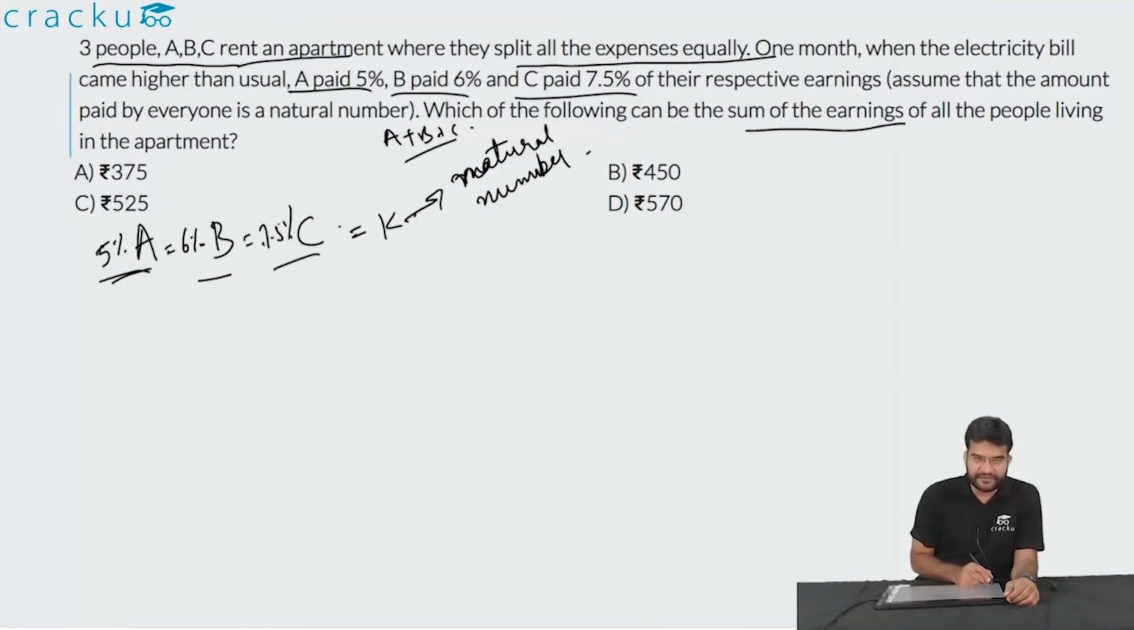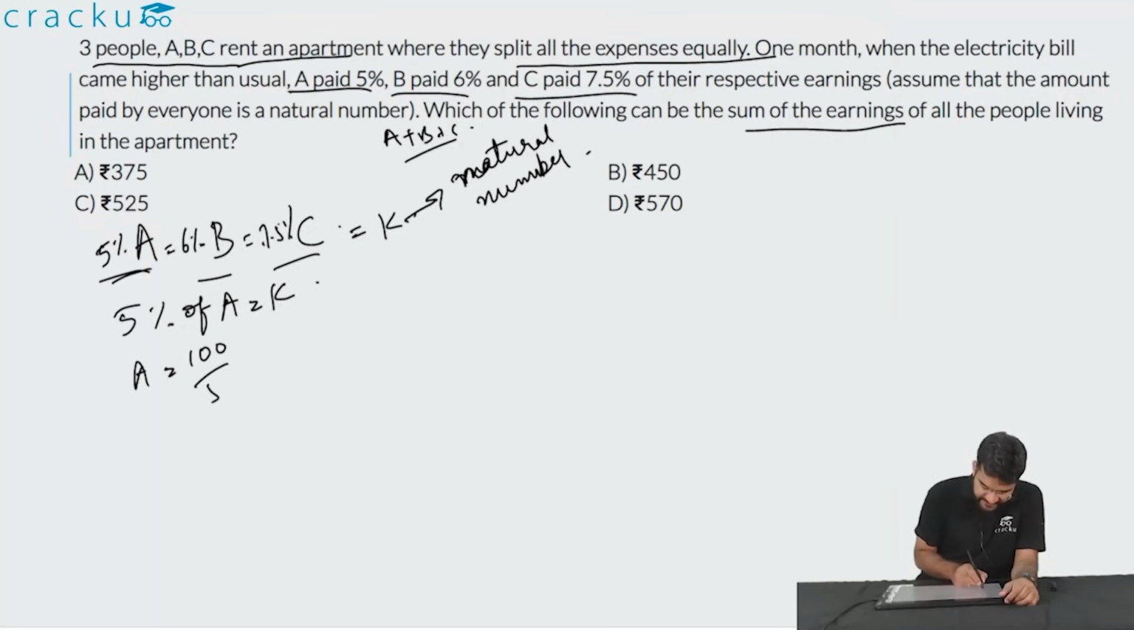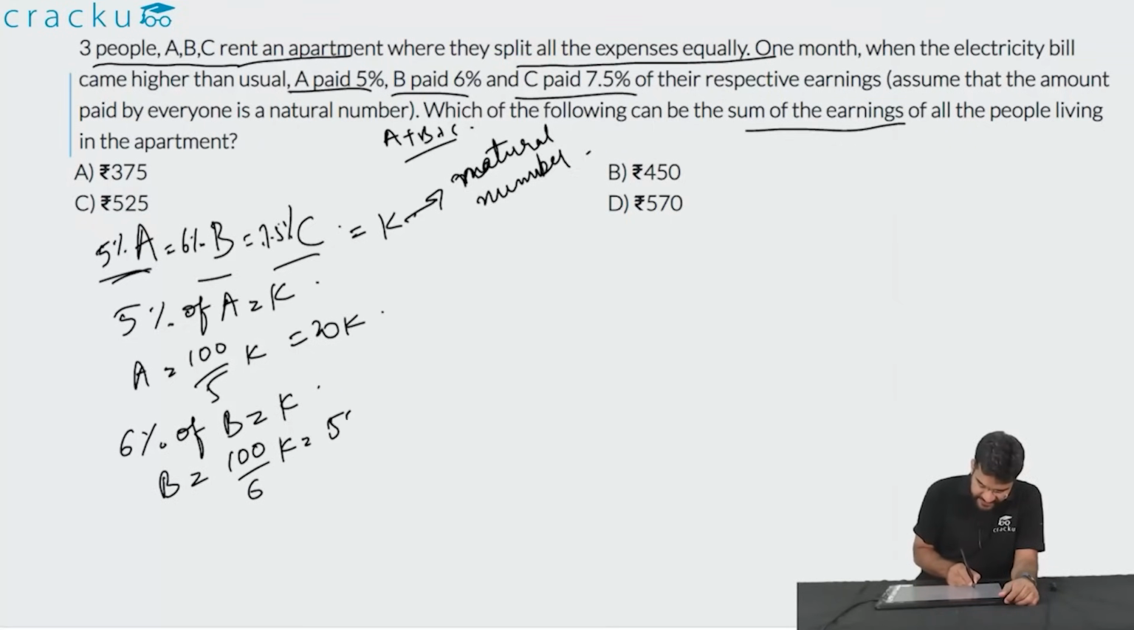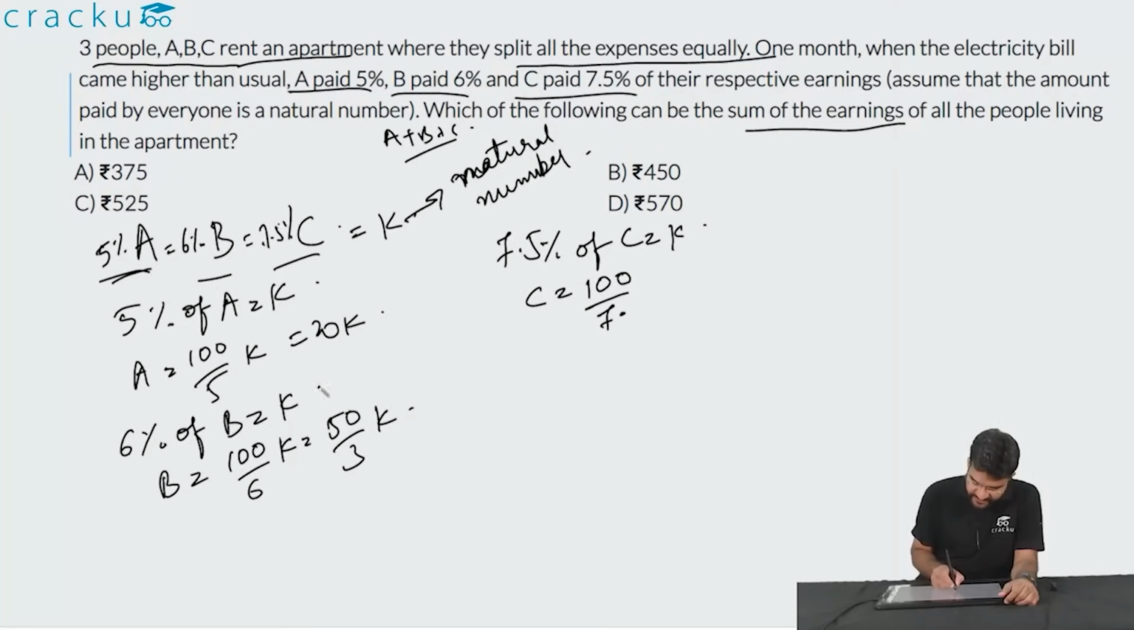Now as 5% of A is equal to K, A is equal to 100 by 5K, which is equal to 20K. Similarly, 6% of B is equal to K, or B is equal to 100 by 6K, which is equal to 50 by 3K. Similarly, 7.5% of C is equal to K, or C is equal to 100 by 7.5 into K, which is equal to 40 by 3K.